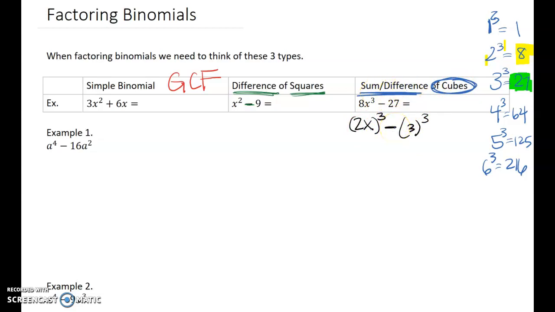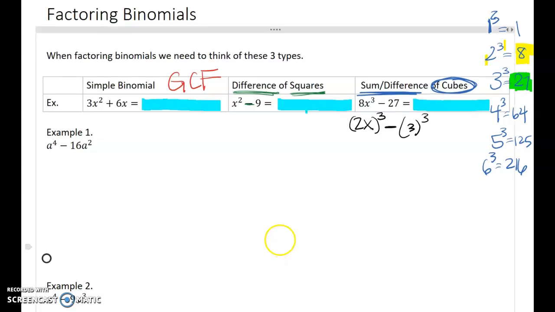So I'm going to fill in these blanks here, here, and here at the end of our lesson, because I want to go through some examples with you guys first and then go back and fill this in. So let's get started on example 1.